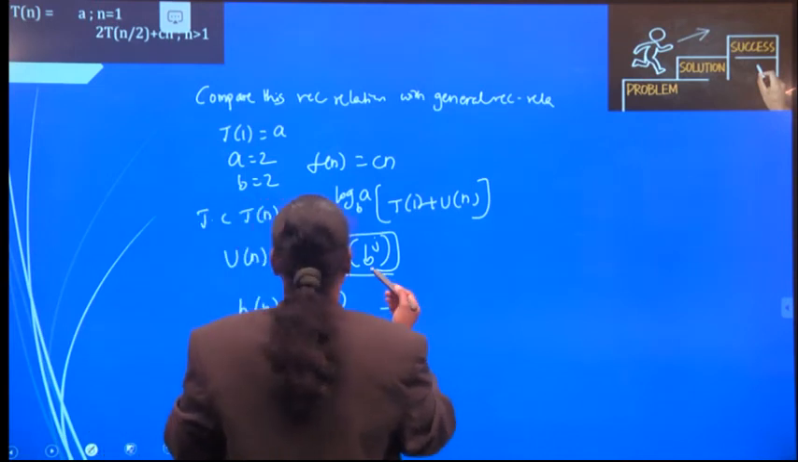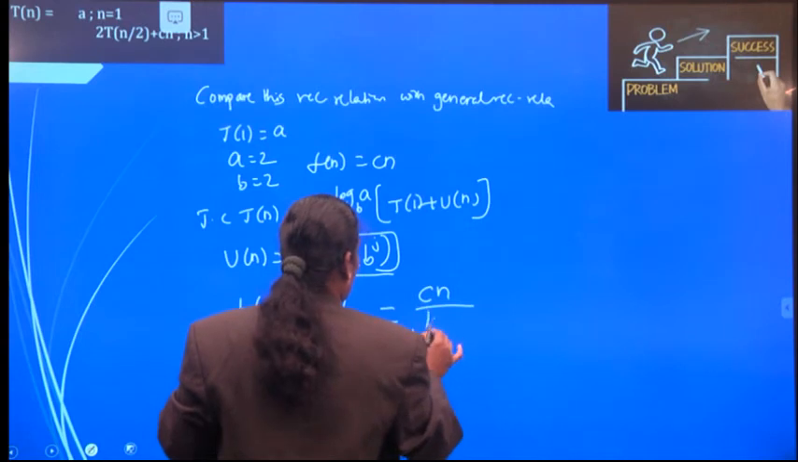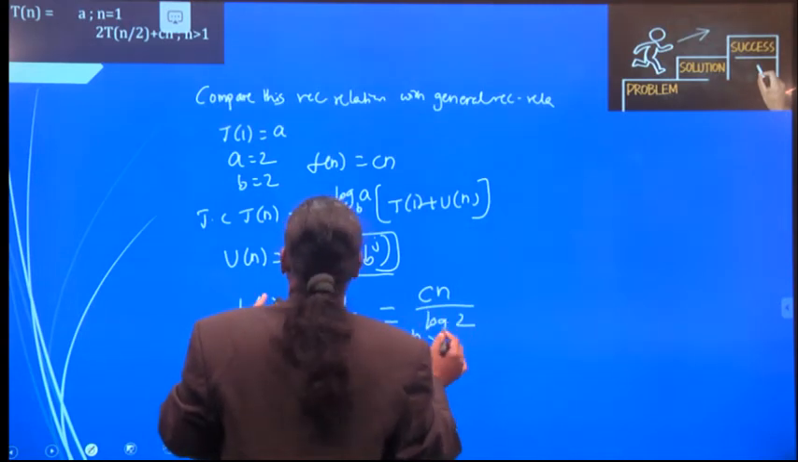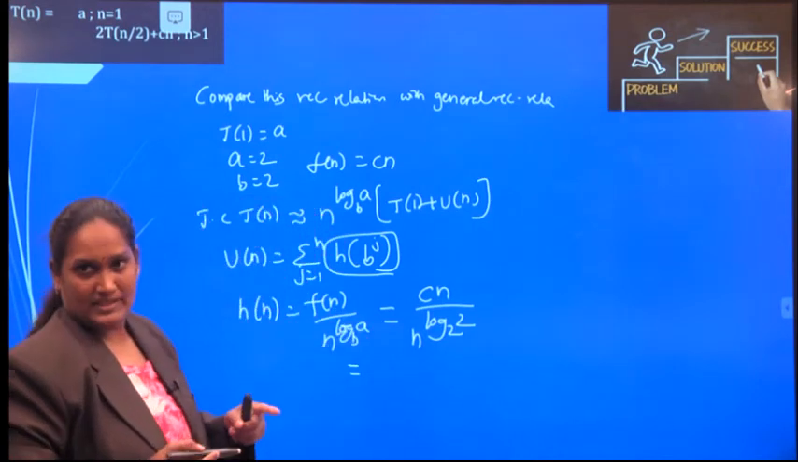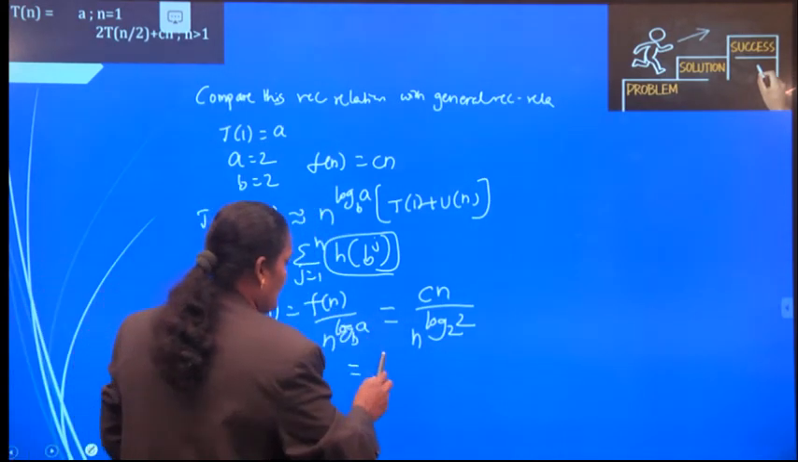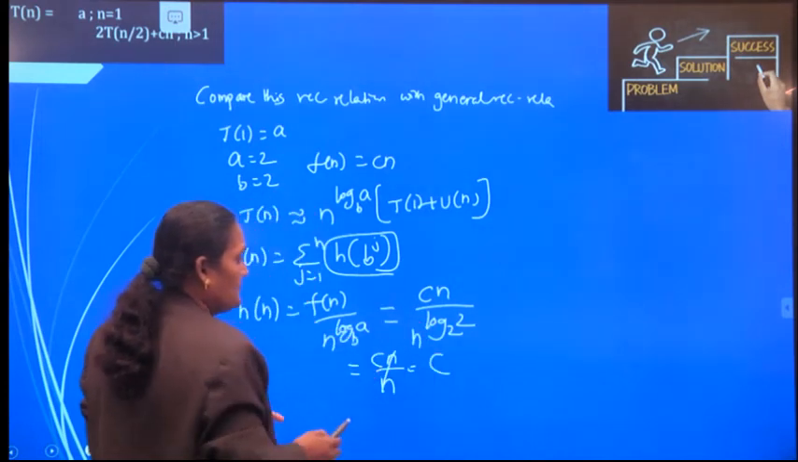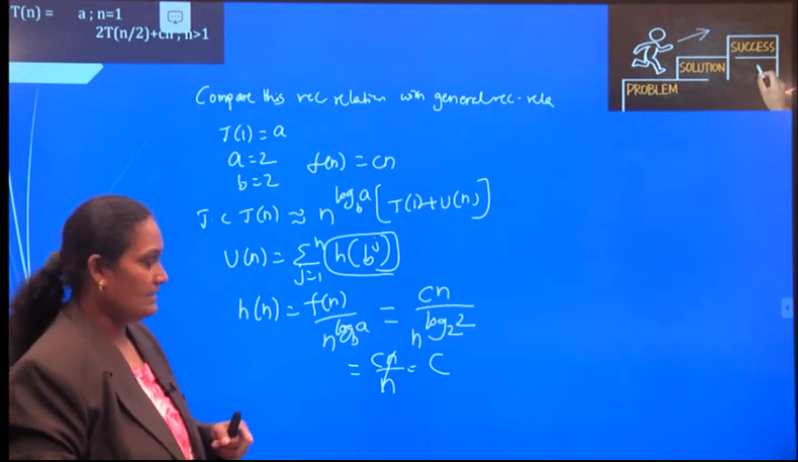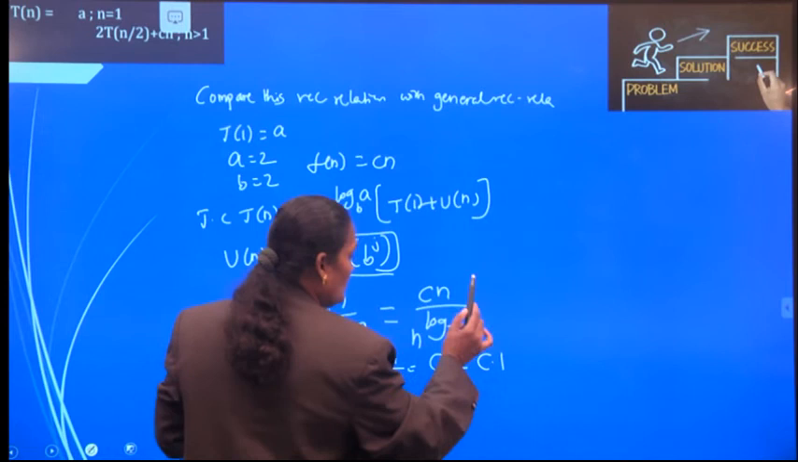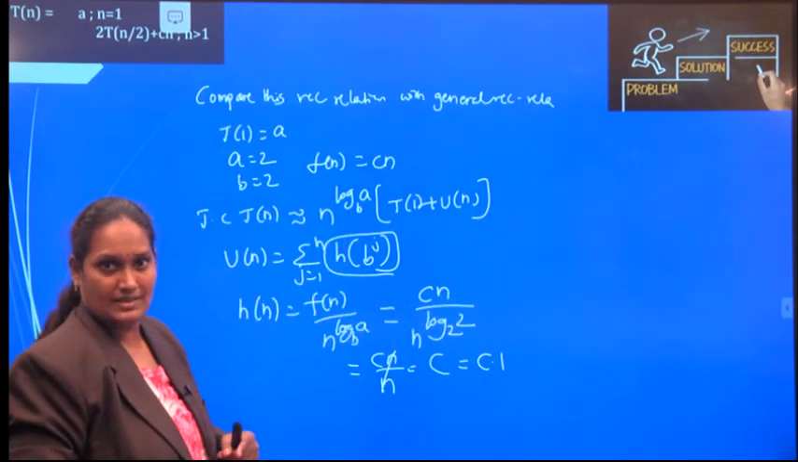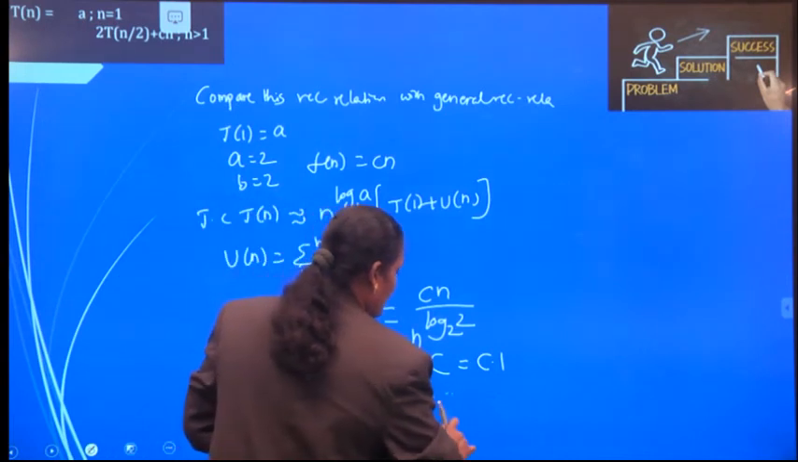Now I am going to find h(n). What is f(n)? cn by n^(log a base b), where a is 2 and b is 2, so log 2 base 2. Now here log 2 base 2 is 1. So that is cn by n, and n gets cancelled, you will get c. Now here I am writing this c as c into 1. It does not change the value, so that's why I wrote it like that.